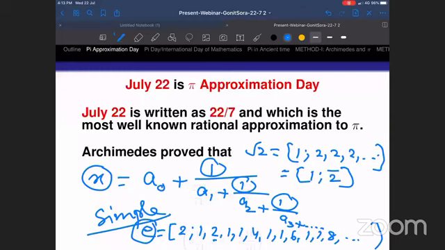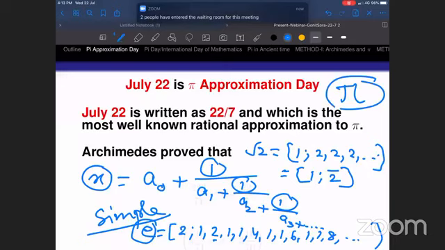2, 1, 2, this is 1, 1, 2, 1, 1, 6, 1, 1, 8, etc. The interesting thing is that the continued fraction expansion of pi has no pattern. Till date, we do not know whether pi has any pattern or not in terms of simple continued fraction expansion. So it is very, very interesting that it has no pattern. Nobody has found any pattern in the simple continued fraction expansion of pi.